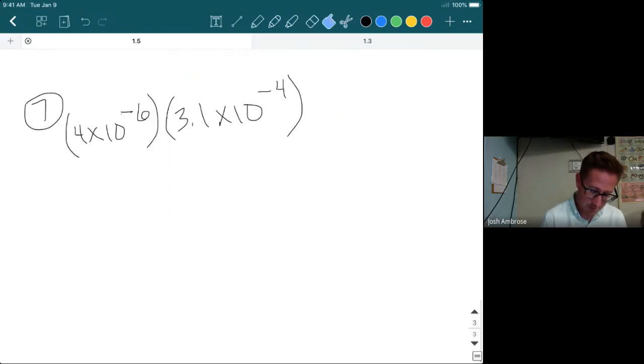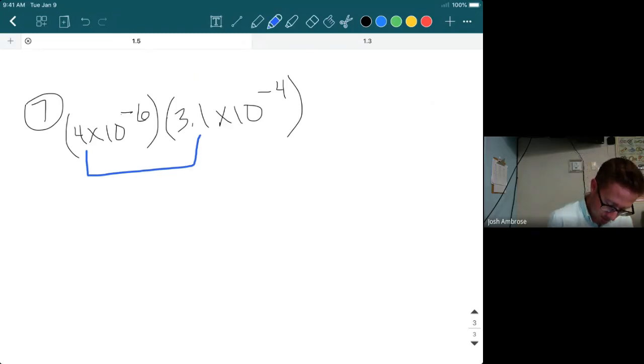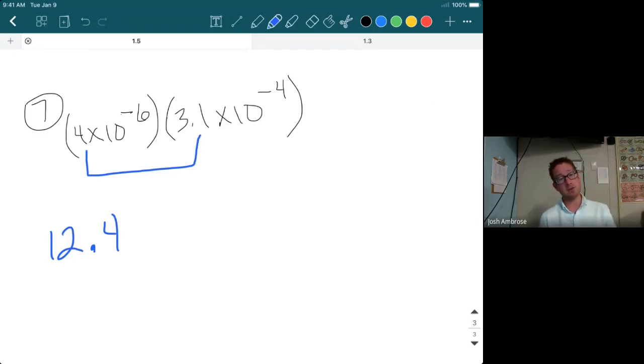Last example problem, here we go. So we're now doing multiplication. So these numbers in front, 4, 1.3, we can multiply them. What are we going to get from that? 12.4. All right, spoiler alert, 12, that's 2 numbers in front of the decimal. So we're going to have to deal with that later.